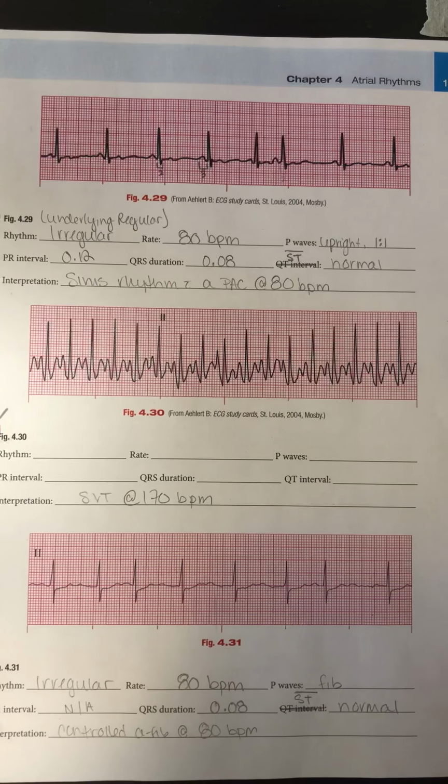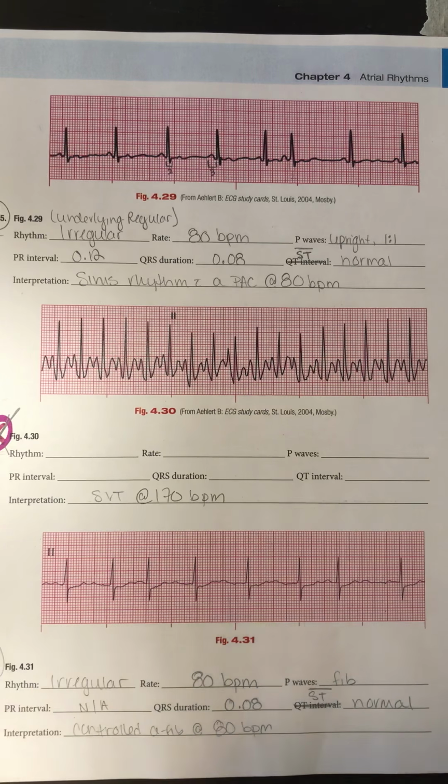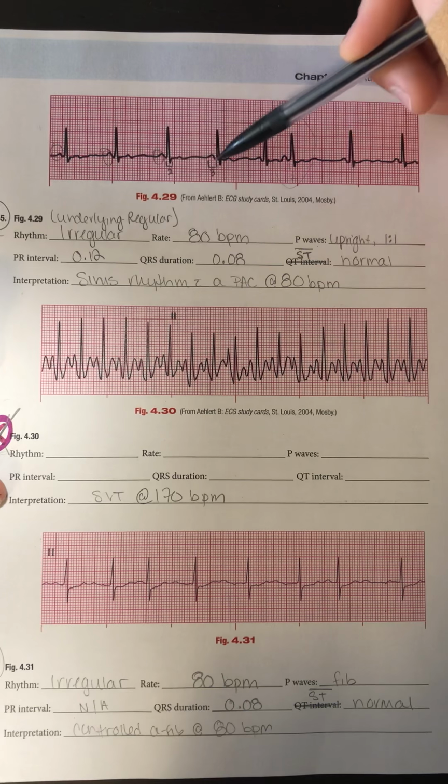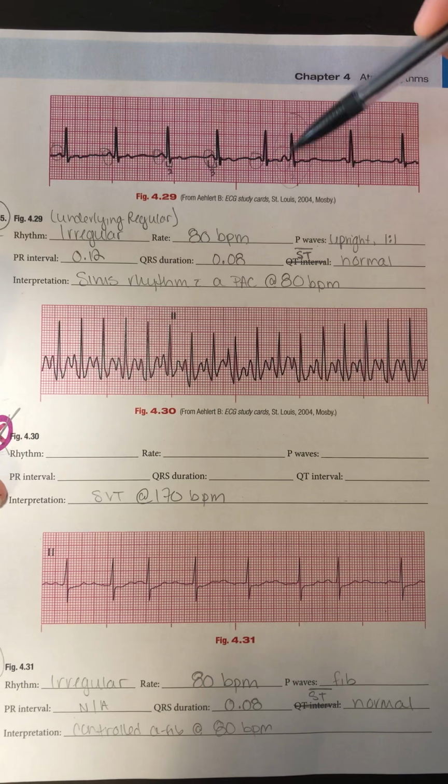All right, moving on to page 127. We're going to look at number 45, for figure 4.29. We want to look at: is it regular or irregular? It's irregular, mostly because of this beat right here. My rate, 1, 2, 3, 4, 5, 6, 7, 8, times 10 gives me that 80 beats per minute. Looking at my P waves, I do have a P wave for every QRS complex. They are all upright.